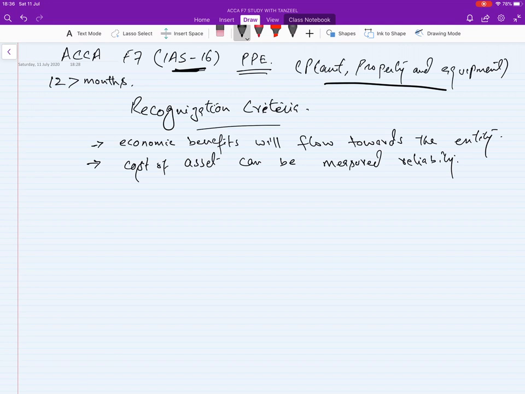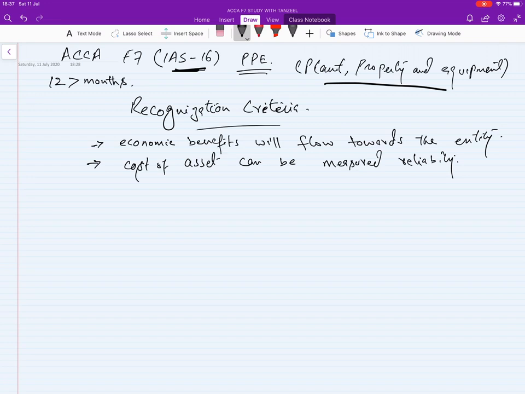And the cost of the asset must be measured reliably, it means the cost can be measured. It is not the case that you have some asset whose cost you cannot figure out. If the cost cannot be measured, you cannot consider it as an asset. So if you have these two, then only you can recognize it.